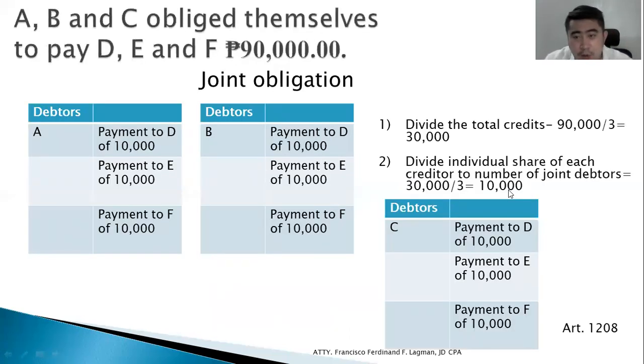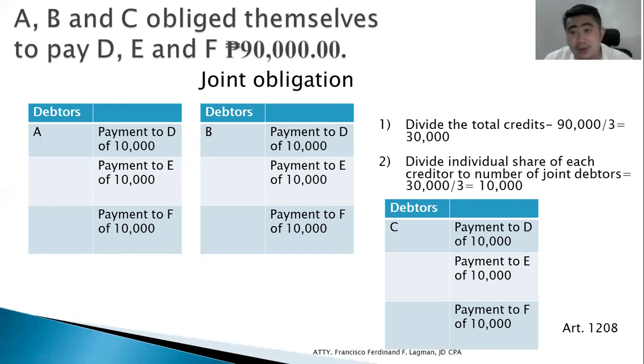So this is a clearer narration of the example. All right, this is a clearer illustration. So let's look at the tables here. Yung makita nyo yung steps. So divide the total credits, divide the individual share of each creditor to number of joint debtors. So same yung steps, pero dito may malinaw na illustration.